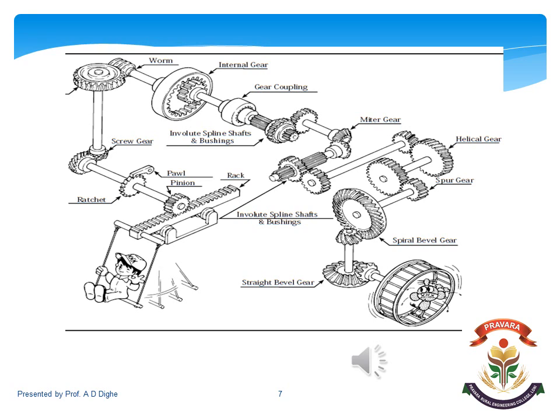That miter gear pair is connected to again a spur gear pair, which will be again connected to the involute spline shaft and its bushing, and that involute spline shaft and bushing is connected to the gear coupling. That gear coupling is connected to the internal gear pair. Then the internal gear pair is connected to the worm and worm wheel, and the worm and worm wheel is connected to the screw gear. On the screw gear shaft, a ratchet and pawl mechanism is mounted, and at the end there is a rack and pinion arrangement. That rack and pinion arrangement is connected to the swing.